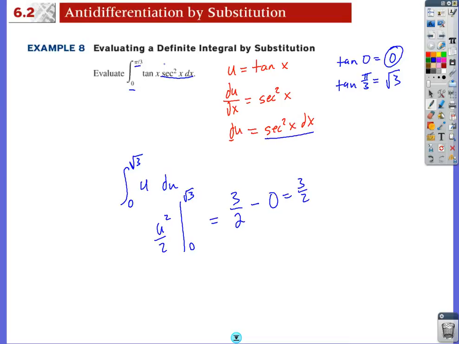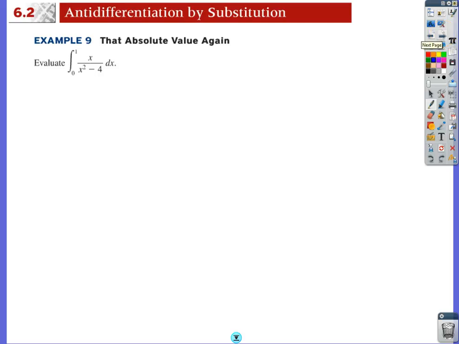You put everything in terms of u, it becomes so much easier. There are other ways to do it, but it gets messy. 3 halves. Boom. There's your answer. One last example. This is going to be talking about the natural log. Again, hopefully we're getting in the groove of things.